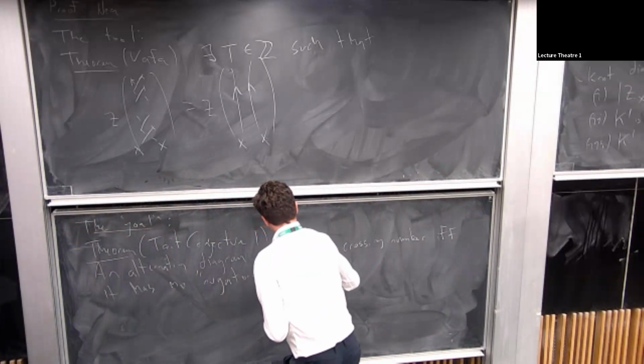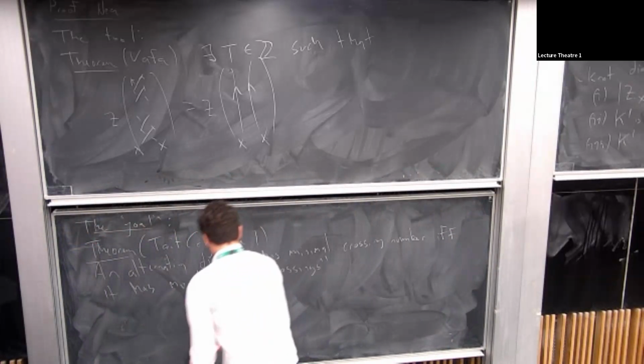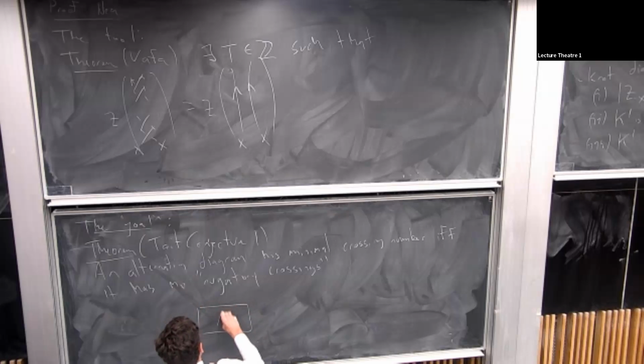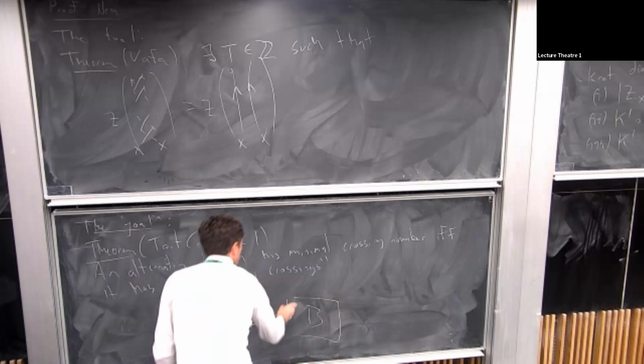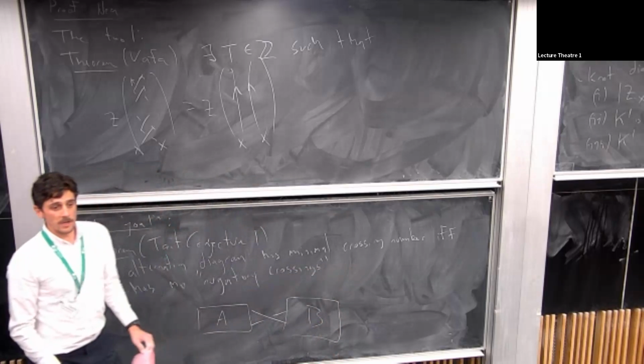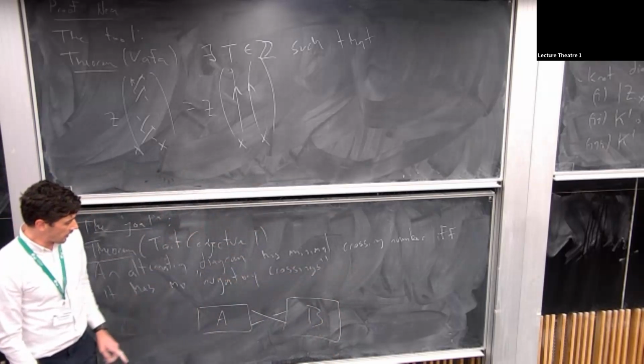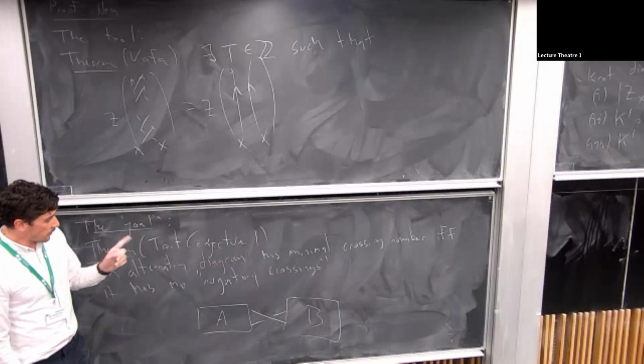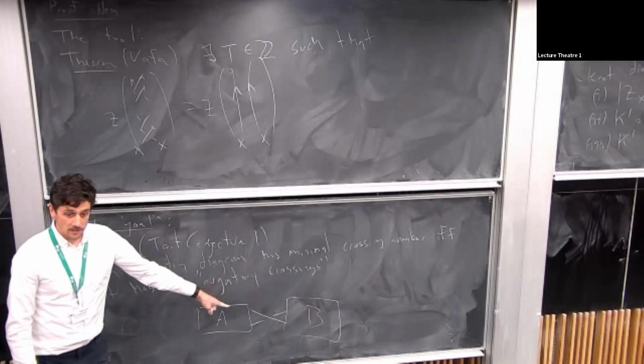So a nugatory crossing is one of the following form. I have my diagram of my knot. I'm going to think of it as coming from two diagrams, two tangles that are connected like this. And the whole thing's alternating, I'm assuming. If it doesn't have a minimal crossing number, it's because it has one of these silly things you can obviously get rid of.